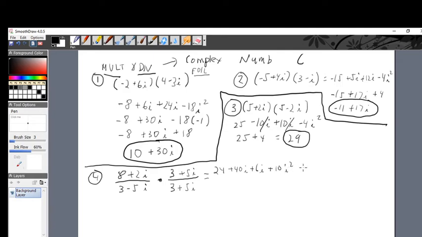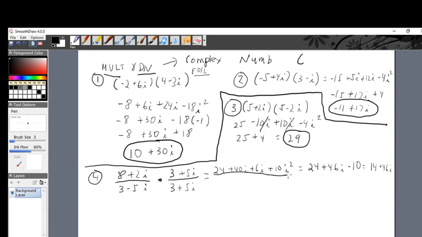Okay, we know what an i squared is. So what do we got? We've got 24 plus 46i, combine the two like terms there, 46i, and 10i squared is really negative 10. 10 times negative 1, negative 10. And what's that equal to at the end of the story? 24 and negative 10 is a total of 14 plus 46i. That's what happens at the end of all of this.